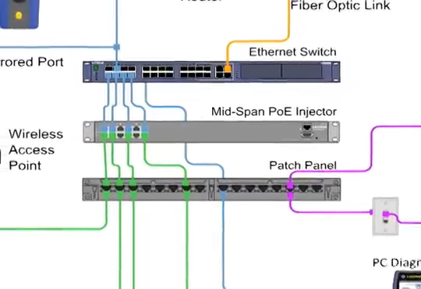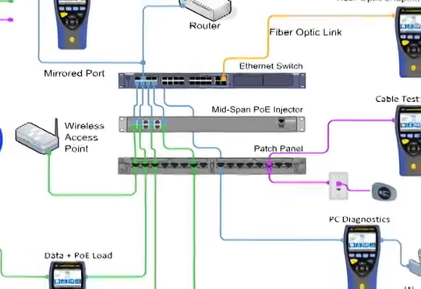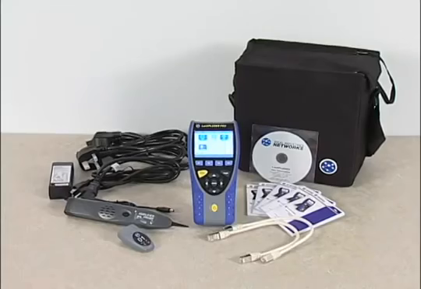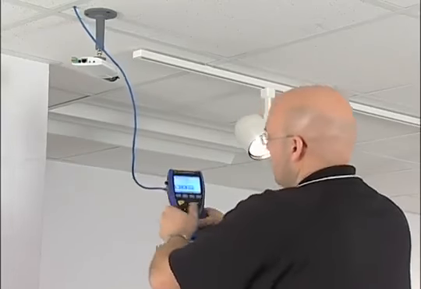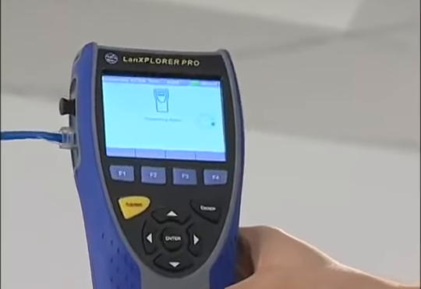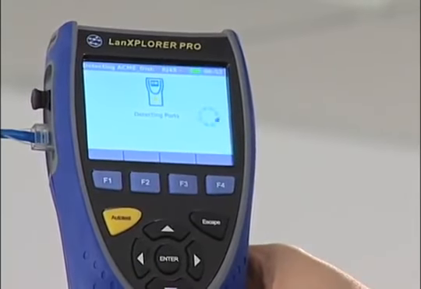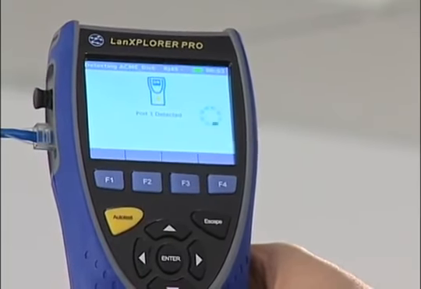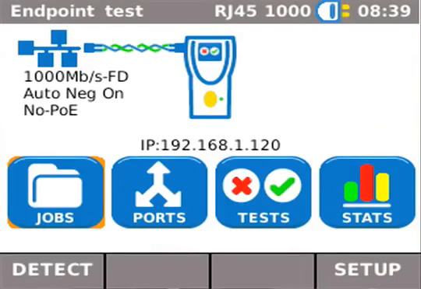The ideal LanXPLORER is a versatile tester that can analyze network performance and provide data based on where it's inserted in the system. Each application will be demonstrated using the top-of-the-line LanXPLORER Pro model. Copper endpoint testing is done by plugging the Ethernet cable into the RJ45 port on the left side of the unit. LanXPLORER immediately detects the network configuration, and the main screen will display important parameters including link speed and type, straight or crossover connection, PoE status, and the IP status.